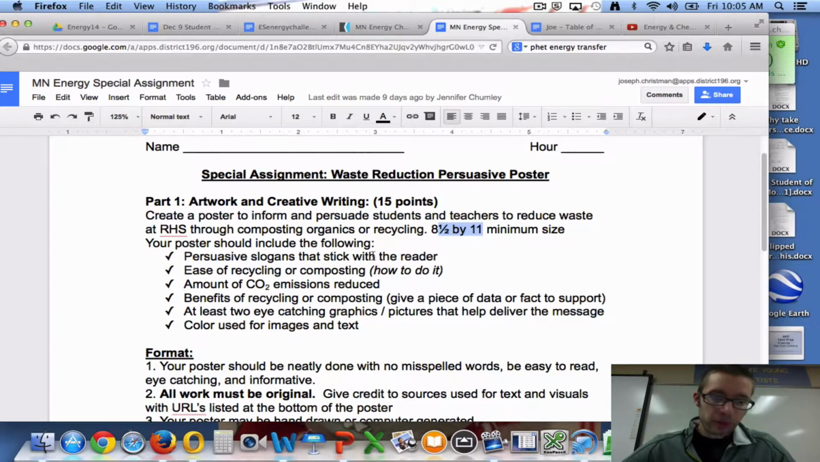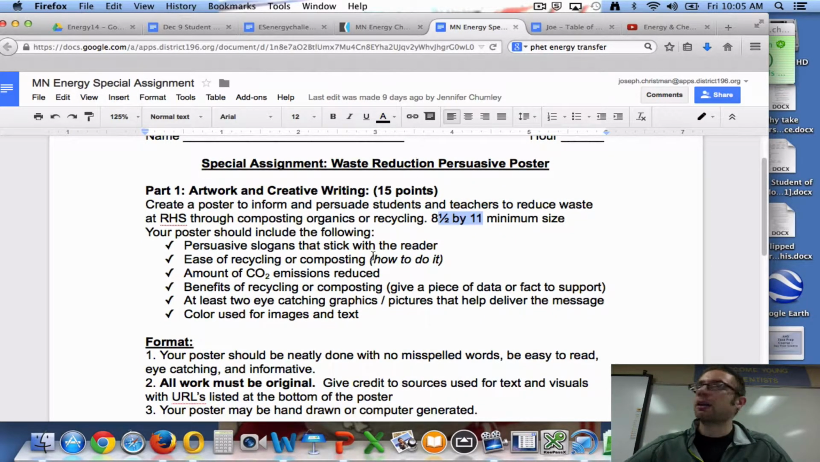Now the whole point of this poster is to get somebody walking through the hallways to just stop and look at it and get some information about recycling or composting. So you need to have some sort of slogan, or pictures or things that catch somebody's eye, that are going to stop them in their tracks and get them to read your poster. The pictures, you can either draw them yourself or you can find them online. I don't really care, just as long as they're eye-catching.